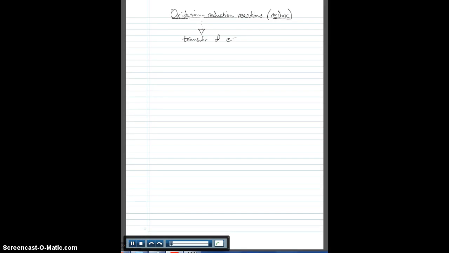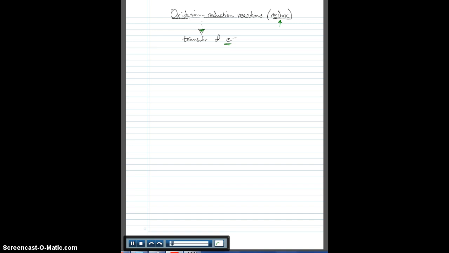Hi, ladies and gentlemen. We're going to be talking about oxidation reduction reactions today. We also like to call these redox reactions sometimes. And these are basically going to be involved with the transfer of electrons from one element to another element, one atom to another. We're going to transfer electrons.